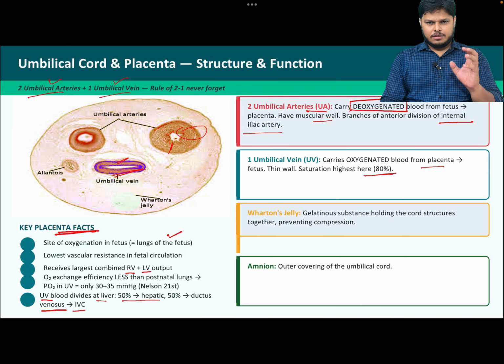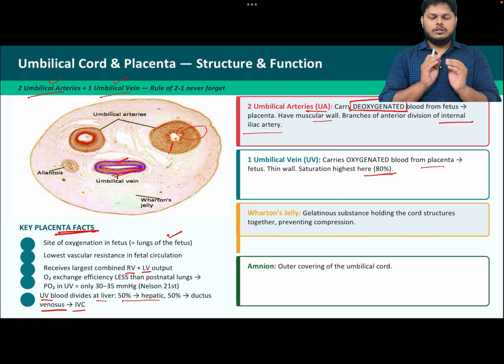Now you understood there is a placenta. From the placenta, the umbilical vein goes to the fetus. From the fetus, the two umbilical arteries drain into the placenta. The umbilical arteries carry the deoxygenated blood. The umbilical vein carries the oxygenated blood. Obviously, in the umbilical vein, the oxygen saturation will be highest.